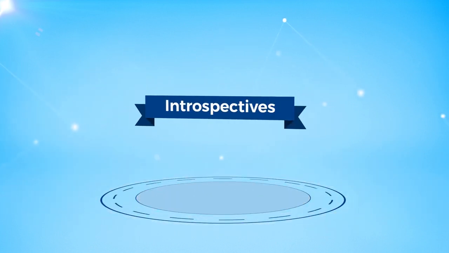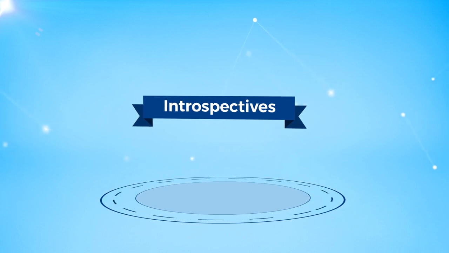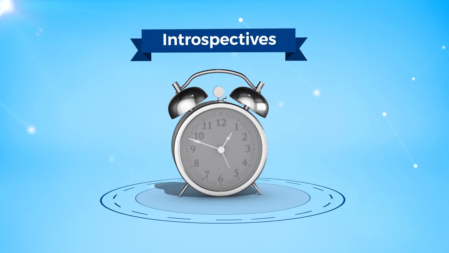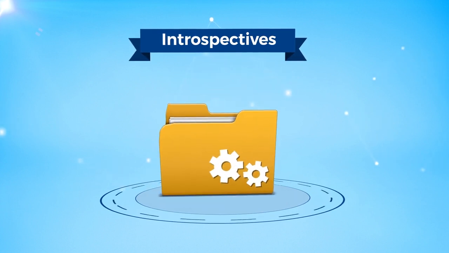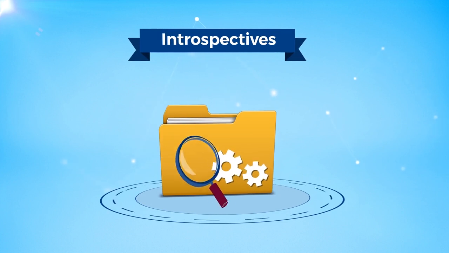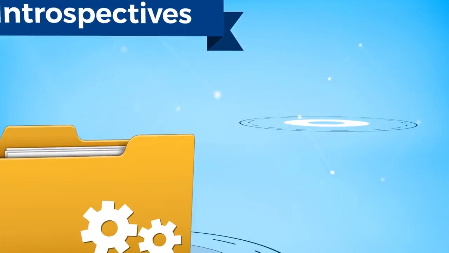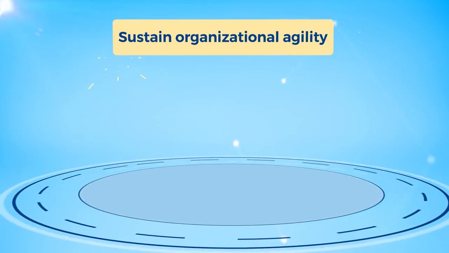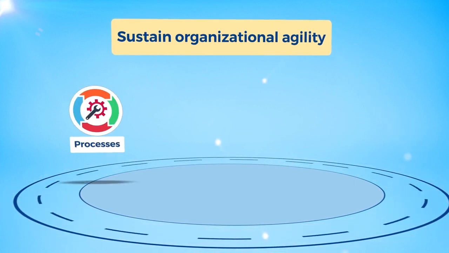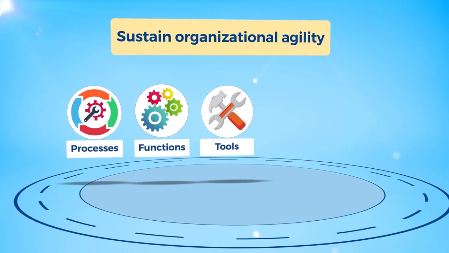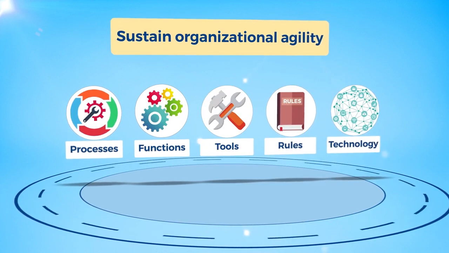Introspectives are another risk management activity you can use in your Agile project. An introspective is a planned event and isn't regularly recurring like retrospectives. They take a systems-level view at the organization and its processes. Introspectives help sustain organizational agility by assessing the effectiveness of its processes, functions, tools, rules, and technology.